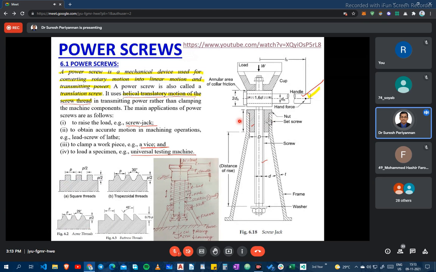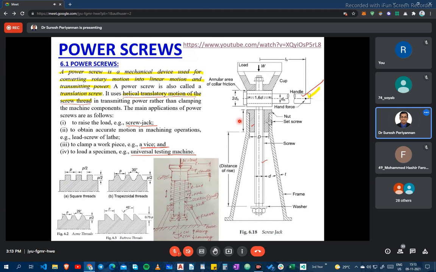Now, here I told you the two examples. Now we are going to discuss them. There are two main examples. For example, the first example is the lead screw in a lathe machine. In the lathe machine, the screw is rotating, and the nut is moving along with the carriage in the lathe machine, right?